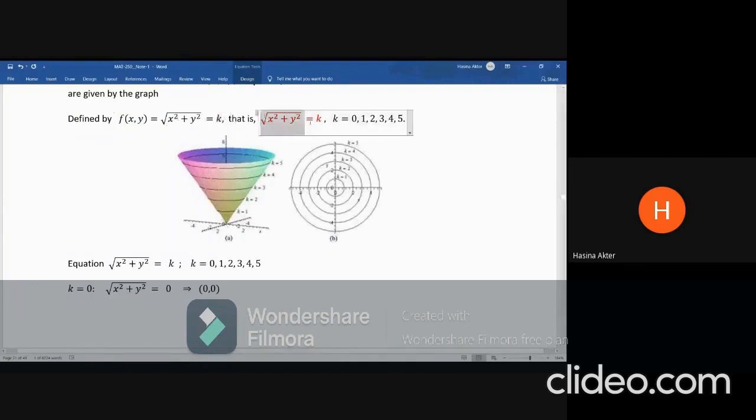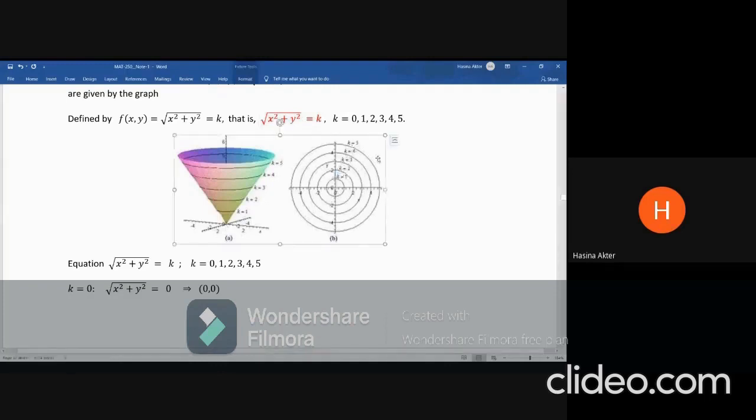Because if you square both sides of this equation, then you get x squared plus y squared equals k squared. So if k is 1, then you get the circle with center at the origin and radius 1. If k equals 5, then you get the circle with center at the origin and radius 5. So here you go. k equals 0 is the origin. k equals 1, 2, 3, 4, 5.